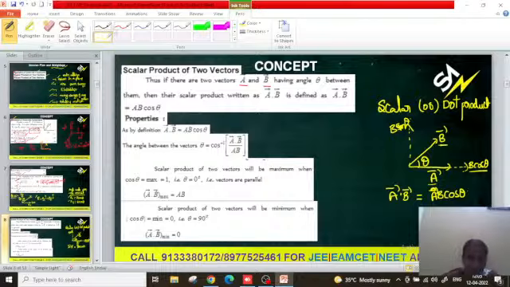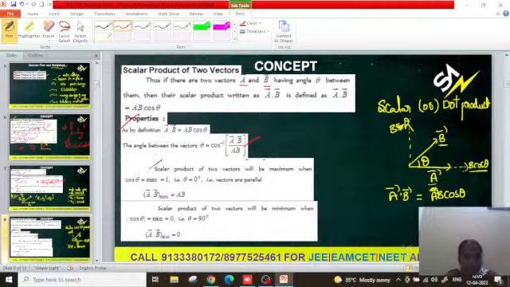So by the definition, A bar dot B bar will be equal to AB cos theta. To find the angle between the vectors, theta will be equal to cos inverse of A bar dot B bar by AB. We need to take the magnitude of A and B. So the angle between them will be equal to cos inverse of A bar dot B bar by magnitude of A and B.